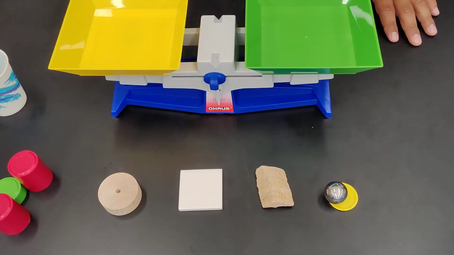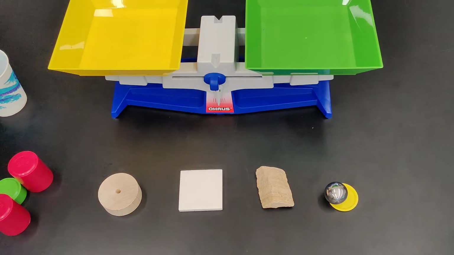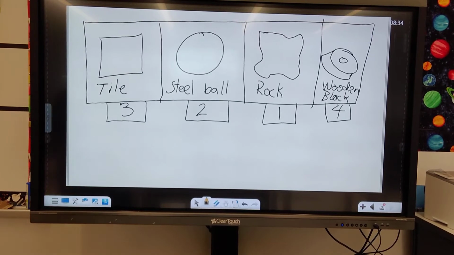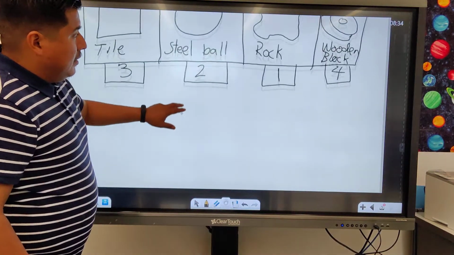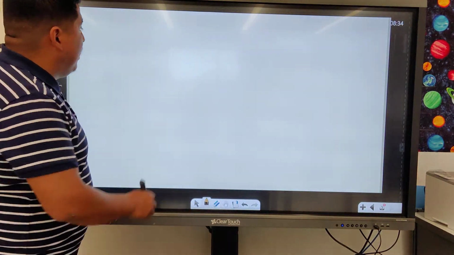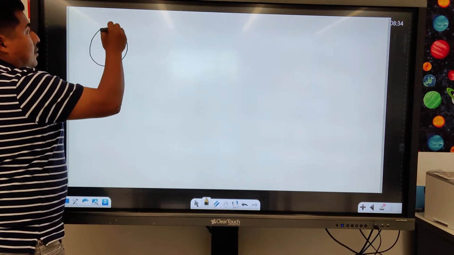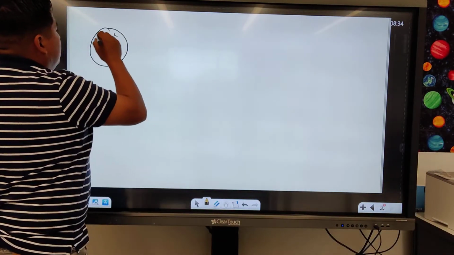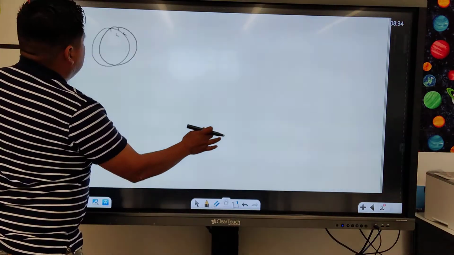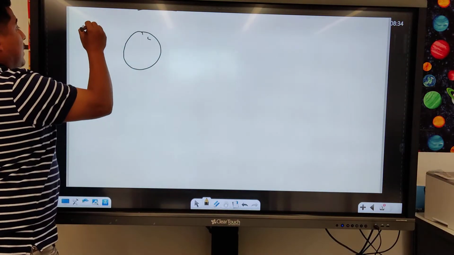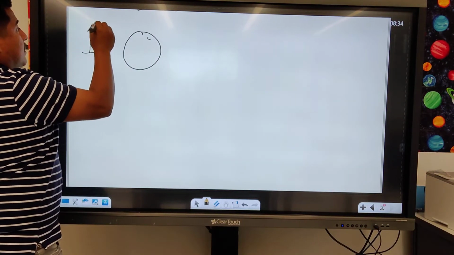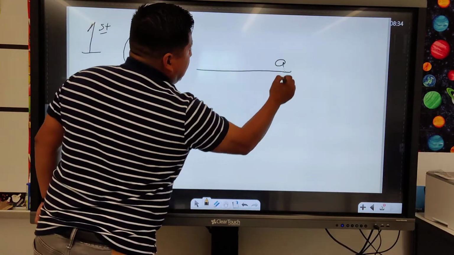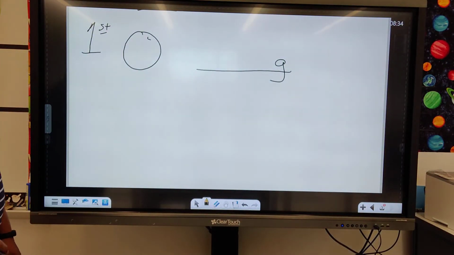Okay, let's put that into our journals. So the steel ball was first. That means it has the most mass. We're gonna find out how many grams it is, okay?